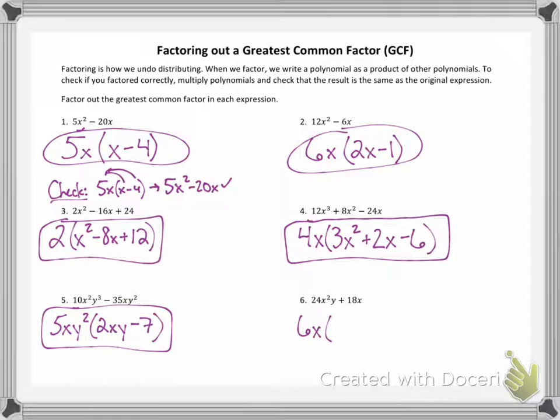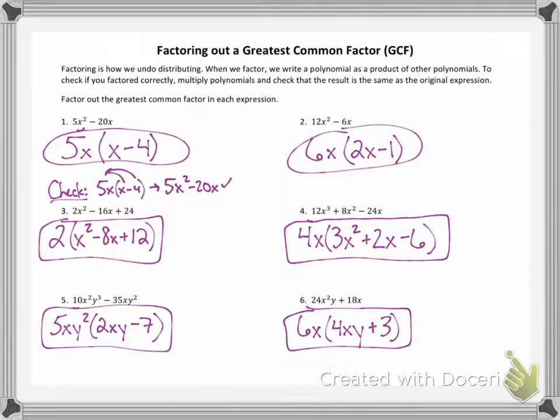Now we divide. 24 divided by 6 is 4. X squared divided by x is x. Y divided by, there's nothing to compare it with, so it's just y. 18 divided by 6 is 3. X divided by x cancels. You're left with 6x times 4xy plus 3.